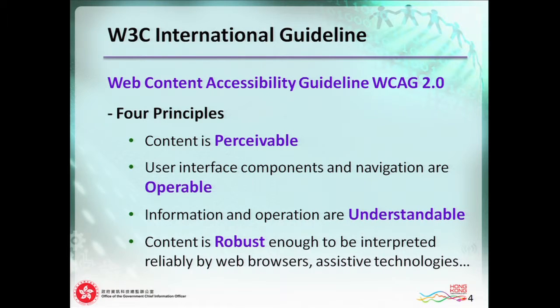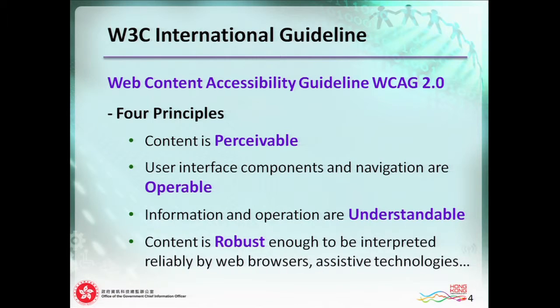And there are 4 major principles. First, content is perceivable. For example, you have to provide images on your web page with alternative text so that persons with visual impairments can understand what the picture is about.